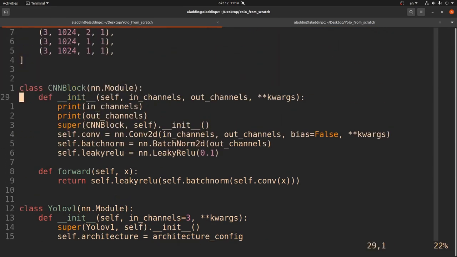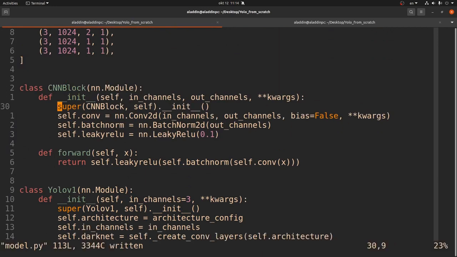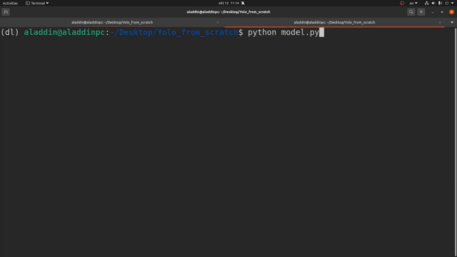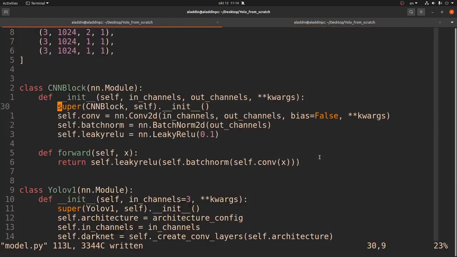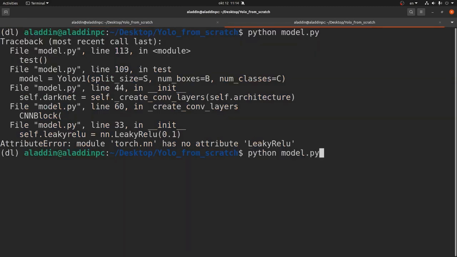Is it just me that only debugs using print statements? Anyways, so let's run the model, and there's an error again. torch.nn has no attribute leaky rel. Yeah, so ReLU, I think this should be capitalized. ReLU. What the hell? Like that.